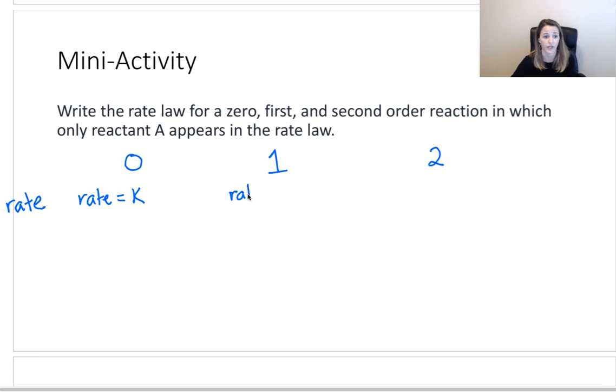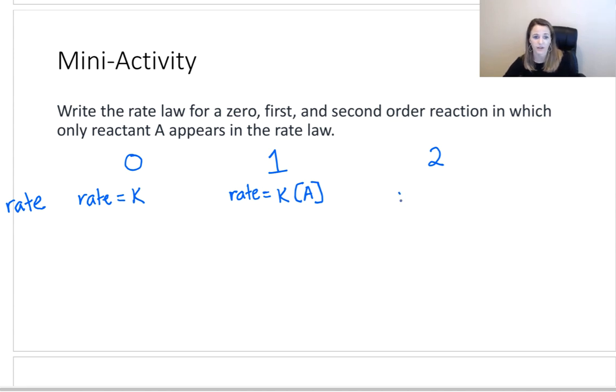Now, if something is first order, you do have to include it in the rate law. So rate is going to be equal to your rate constant times A. Again, you're going to raise that to 1, but the 1 is implied, so that's just fine like this. So rate is equal to K times A. So if your concentration increases, then your rate is going to increase just by that exact amount.